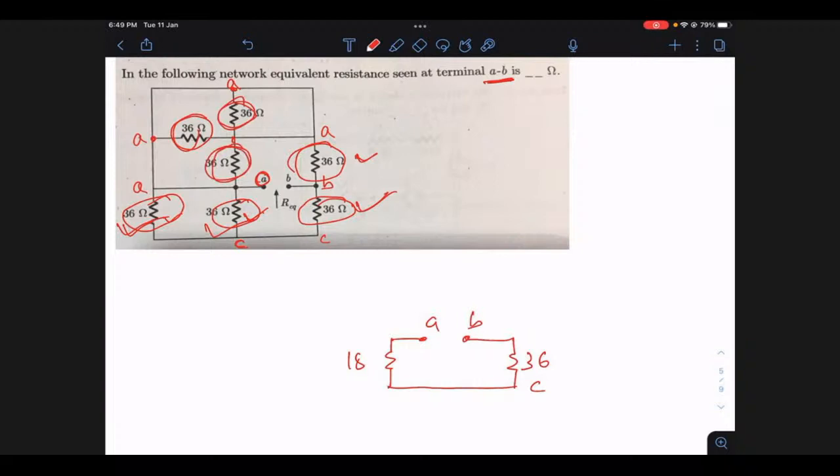They are between what nodes? And what about this node? This node is also A, right? Because this is also the same path A. So these four resistors are connected between the same node. If they are between the same node, what is it? This is like a short circuit, right? So if I draw the corresponding diagram, this will be your 36.